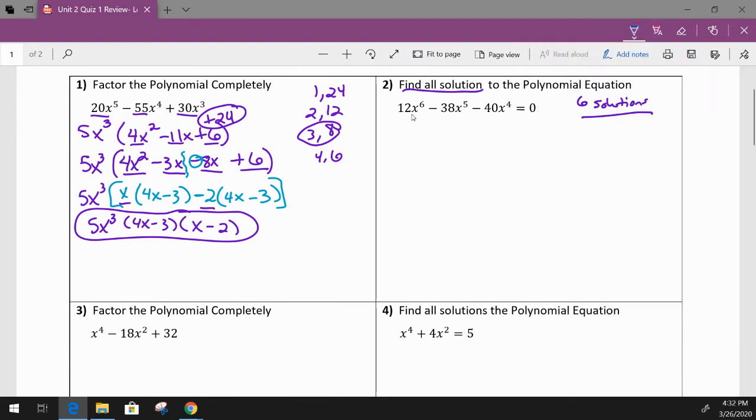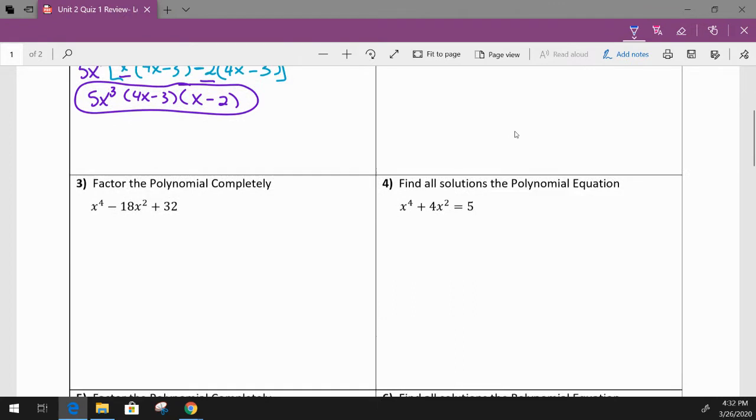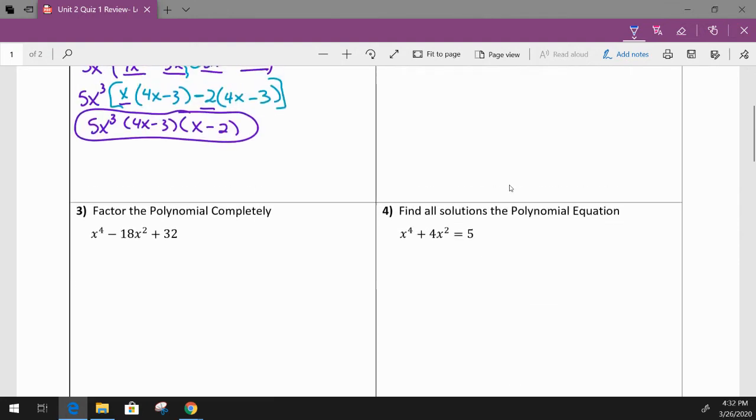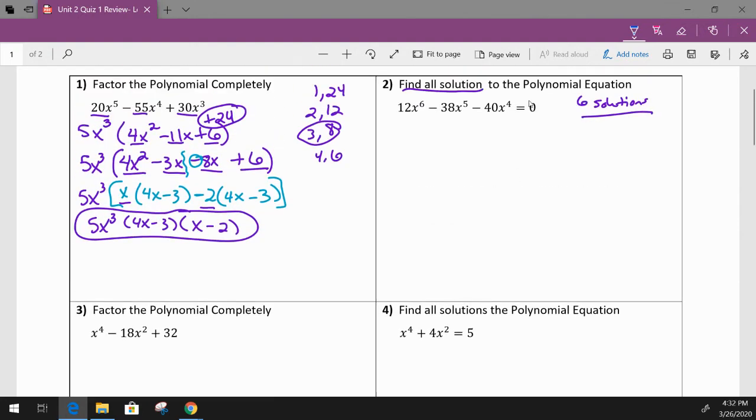So with polynomial equations, you do always want the equation to equal 0. So when I get to numbers 4 and 6, I am going to have to move the terms over to get the equation equal to 0. But this one already is equal to 0, which is nice.